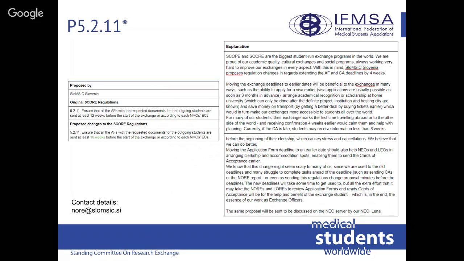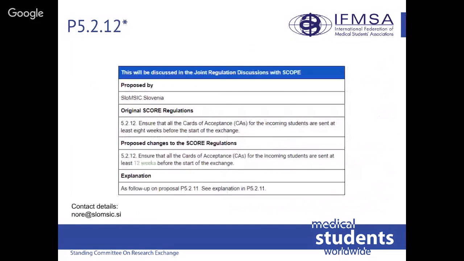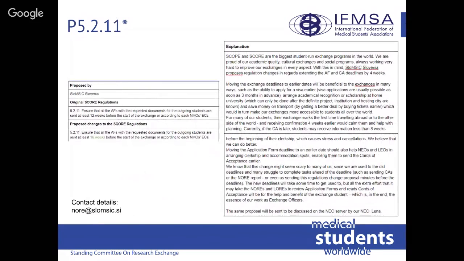So you can read the explanation again in the document if you want to. As you can notice, this also says NEOs and LEOs. This is because the same proposal is being proposed in the SCOPE and SCORE sessions, and they have also been sent over the NEO server, so they are discussing the exact same proposals as these. Once again, if you have questions, please ask Slomsec Slovenia. The contact details are on the slide.